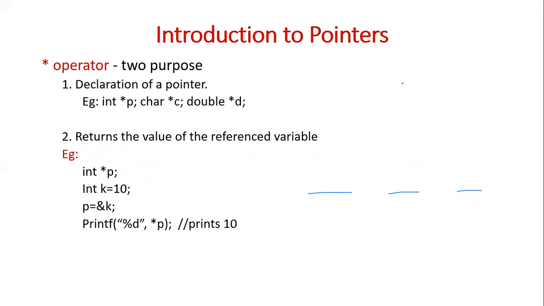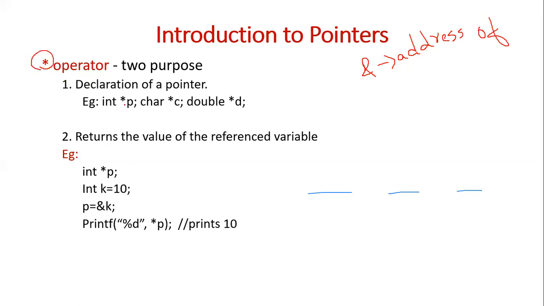See, the ampersand operator has only one use. Ampersand always means address of. Whereas star has two purposes. The indirection operator has two purposes. One is that it is used to declare a pointer. For declaring a pointer also we use star.